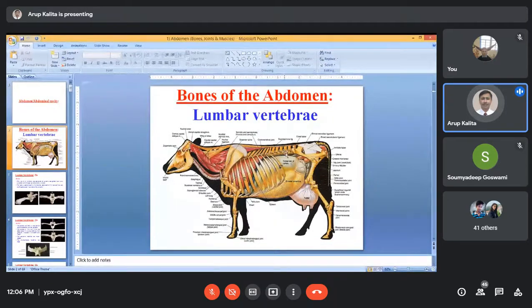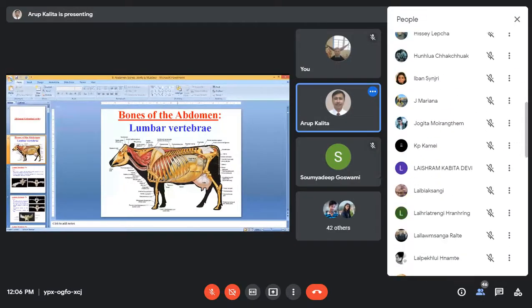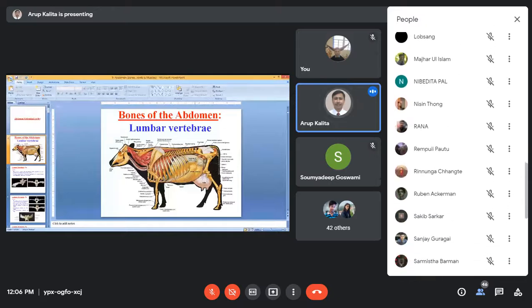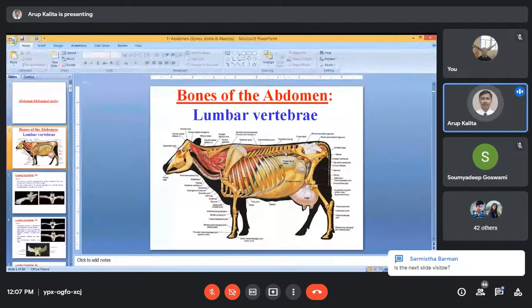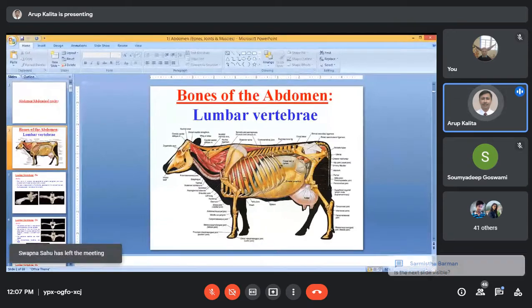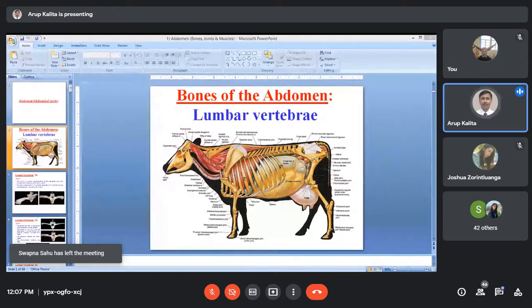Mainly the lumbar vertebrae. Of course, some of the bones of the ribs are also present in the abdomen, but we are not going to study them because we have already completed these bones in the thorax. That is why, for the bones of the abdomen, we are going to study only the lumbar vertebrae. So these are the lumbar vertebrae.